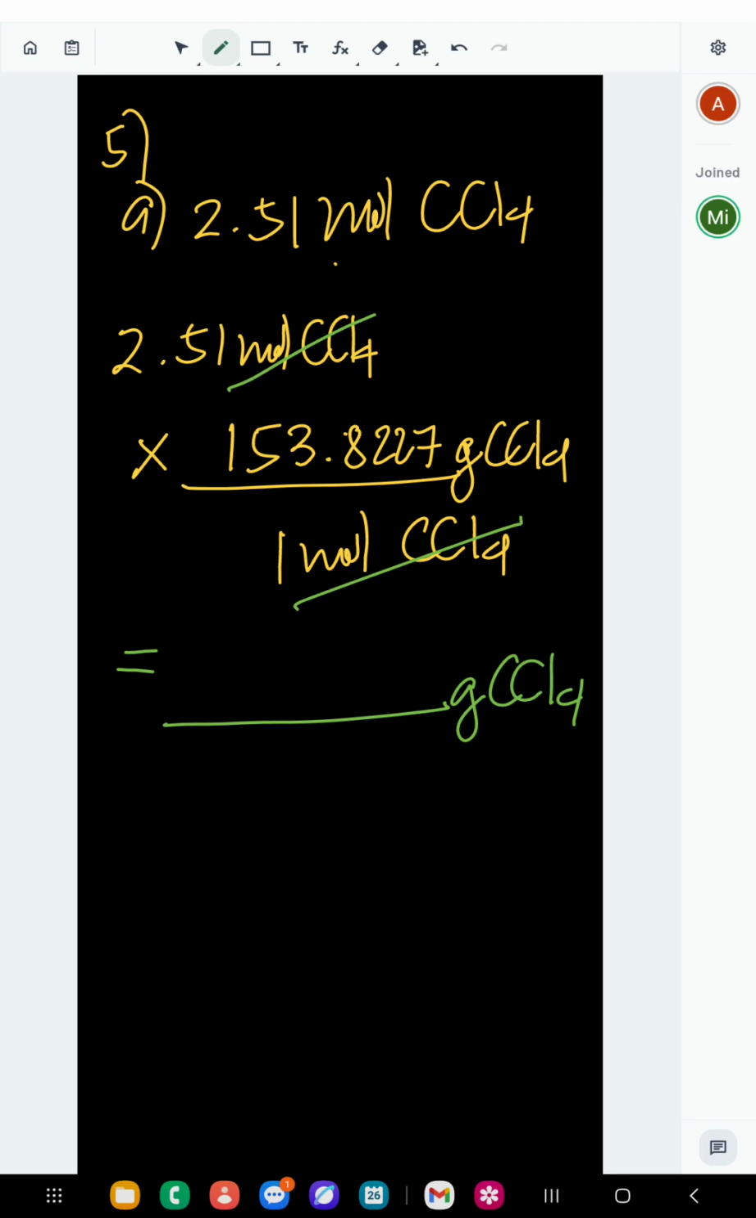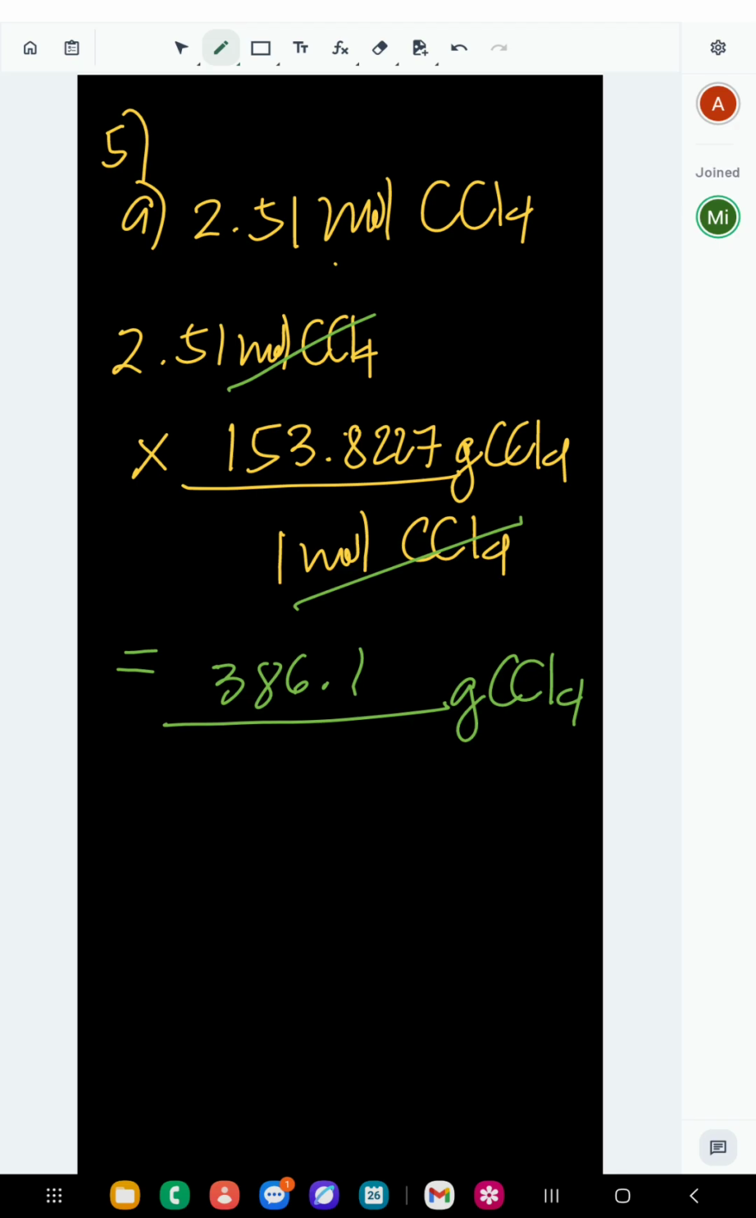Okay, you will multiply this, so the smallest number of significant figures is 3. So for the rules in multiplying, you still remember? So it should be 3 significant figures. So you got 386.1. Okay, 386.1 or 386 grams.